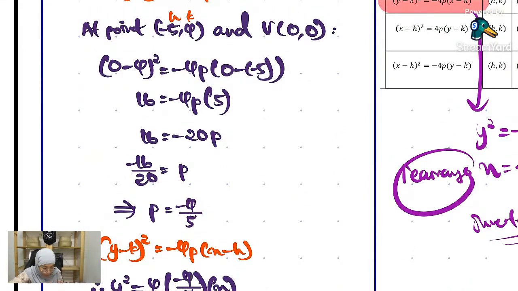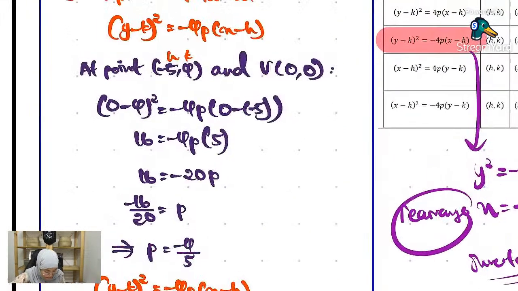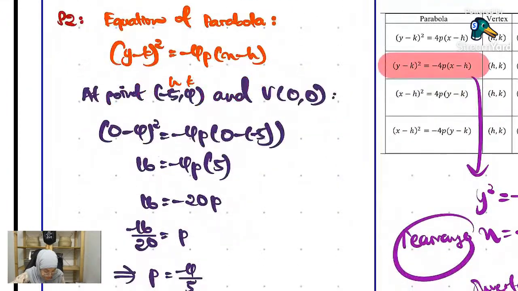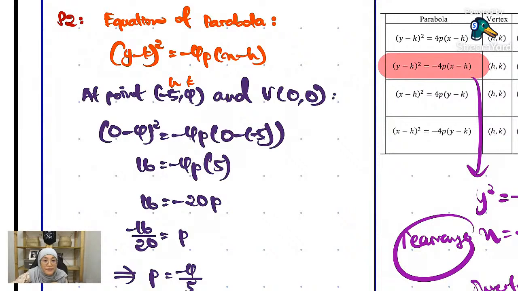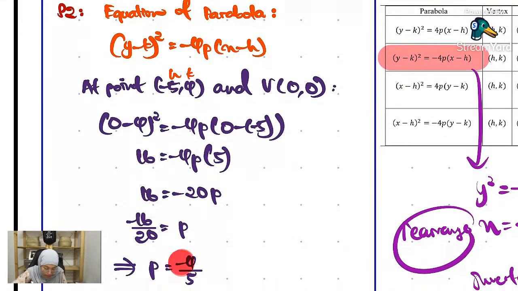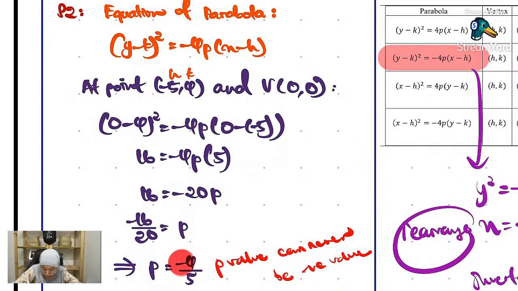So dekat sini saya nak bagi kamu task. Dekat mana kesilapan saya? So if any of you can comment that, where is the mistake? Sebab saya pun baru sedar bahawa P cannot be a negative value. So if any of you can detect, let me write down. P value can never be a negative value. So here got some mistakes lah. So what is the mistake?